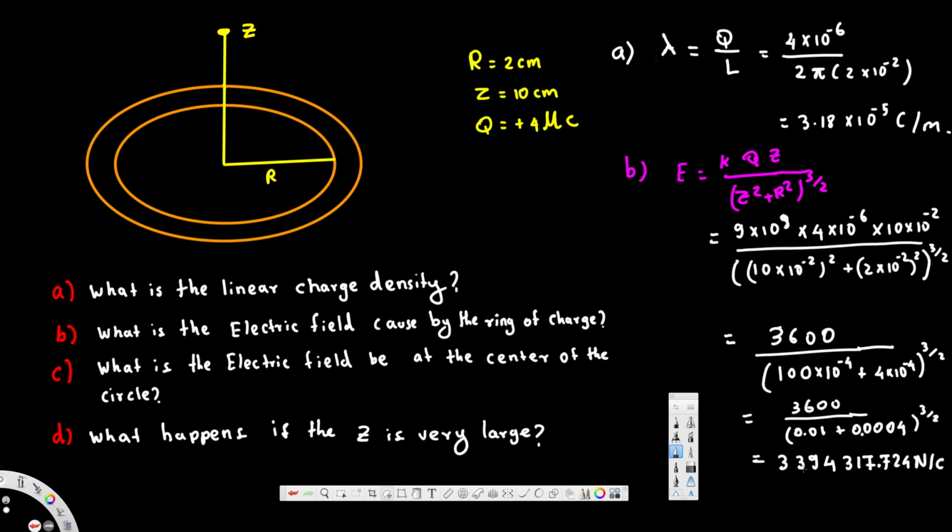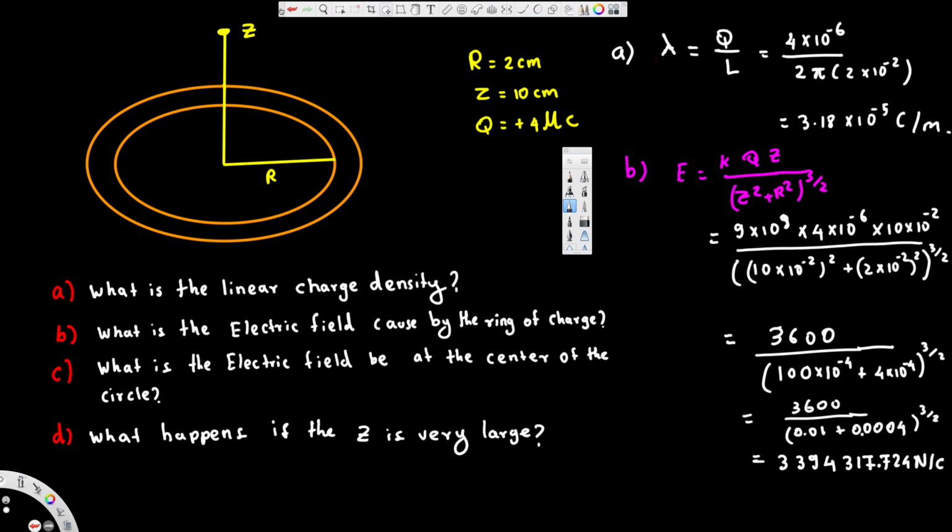Okay, now let's go to the next part. The next part is asking what is the electric field at the center of the circle. If you look at the center, we are going to have this electric field repelling each other. We have x component, y component. It's going to repel each other, and it's going to be equal in magnitude everywhere. So it's going to be 0 because it's going to cancel each other. So for C part, the electric field is equal to 0.